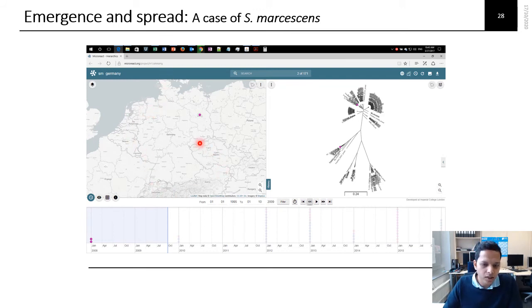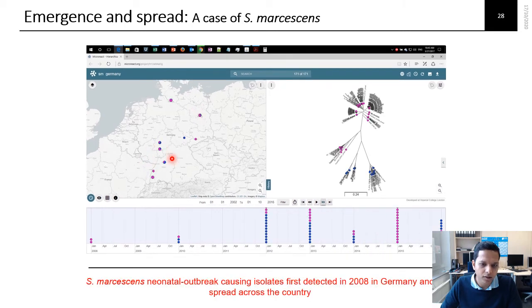Now here you can see the map of Germany. Here is the phylogenetic tree that I was showing previously, but in a different form. And here is the timeline. The very first isolate was introduced in 2008 in the capital of Germany, Berlin. And eventually these isolates were detected over time, the pink one being detected later. So basically, based on whole genome sequencing, we could map the Serratia marcescens clones with time and with geographical locations.